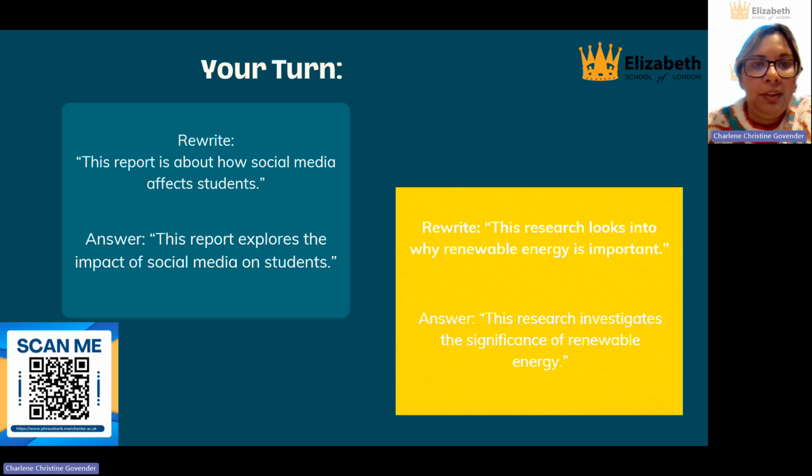So here we're going to have a go at writing. Okay, we're going to have a go at the different ways we can rewrite a sentence. This report is about how social media affects students. So how can we possibly rewrite the sentence? Okay, give it a go and then we will check our answers.